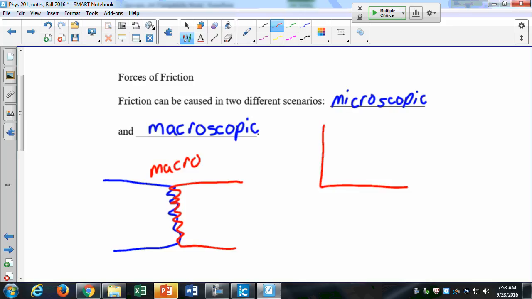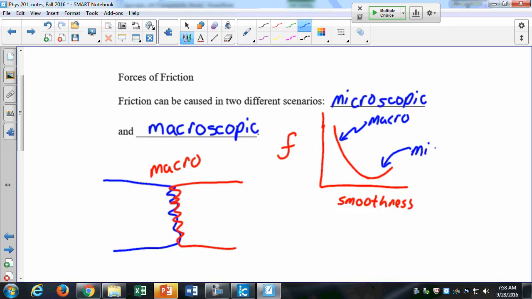But what they found is that as they increased the smoothness of the surfaces, they made them smoother and smoother, sanding them down or however they make them smoother, and then they measured the frictional force between them. What would you expect to happen to the frictional force as you make those surfaces smoother and smoother? They get smaller and smaller. But what they found eventually is that they saw an uptick, that eventually the frictional force began to increase again. Now on this side, we have our macroscopic. On this side, we have our microscopic.